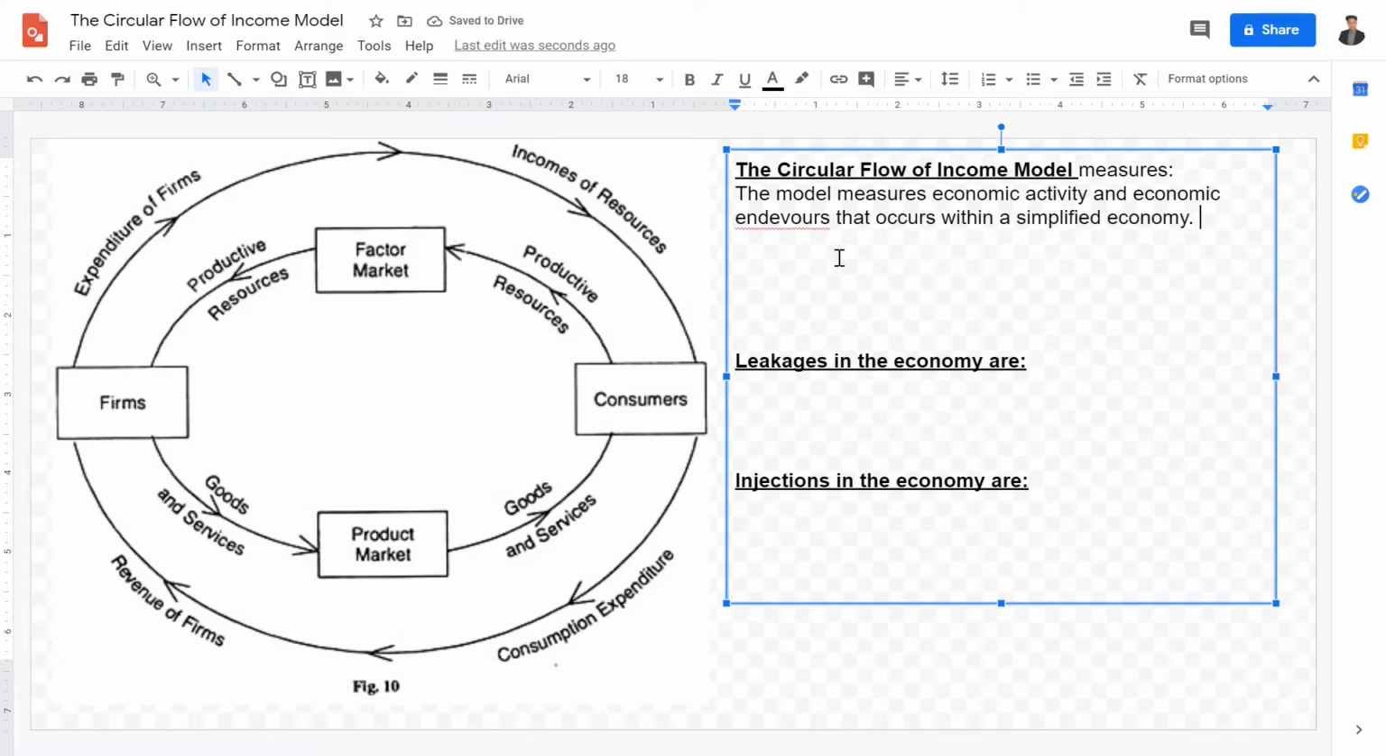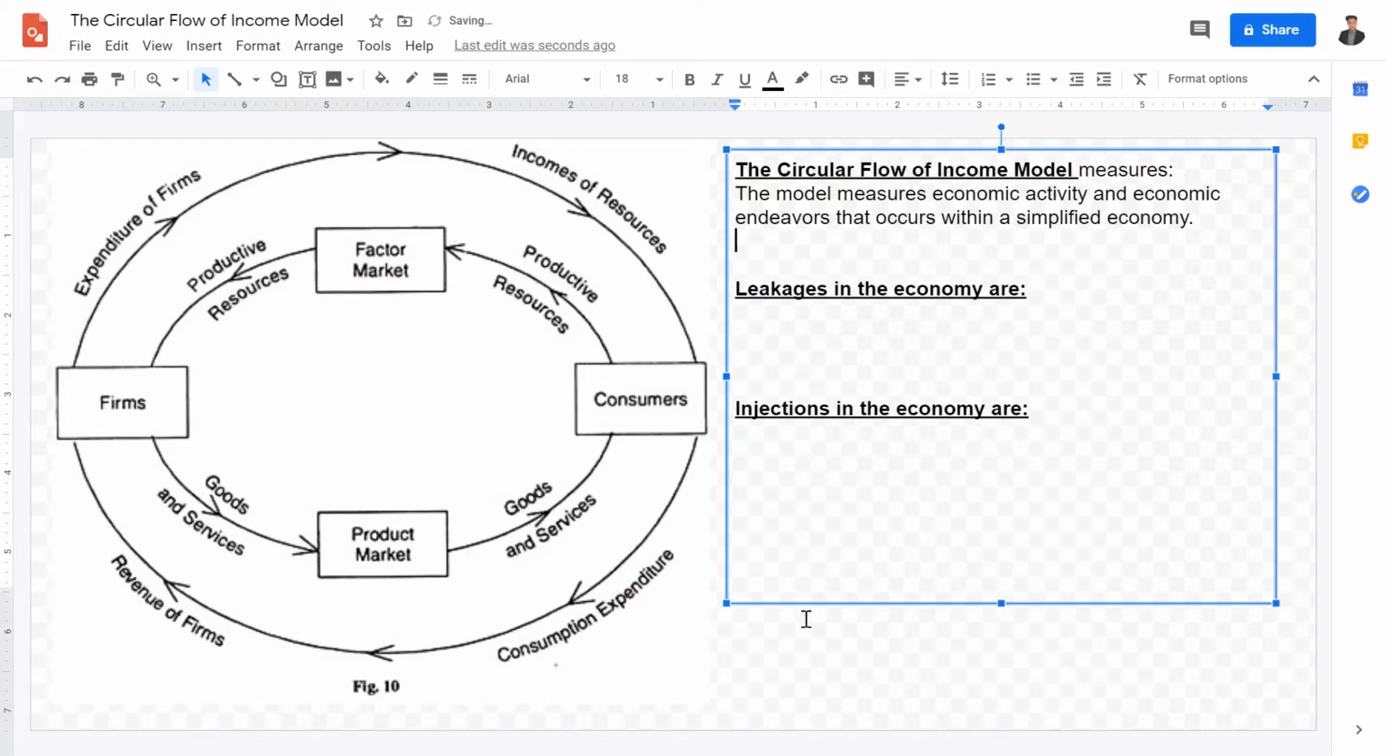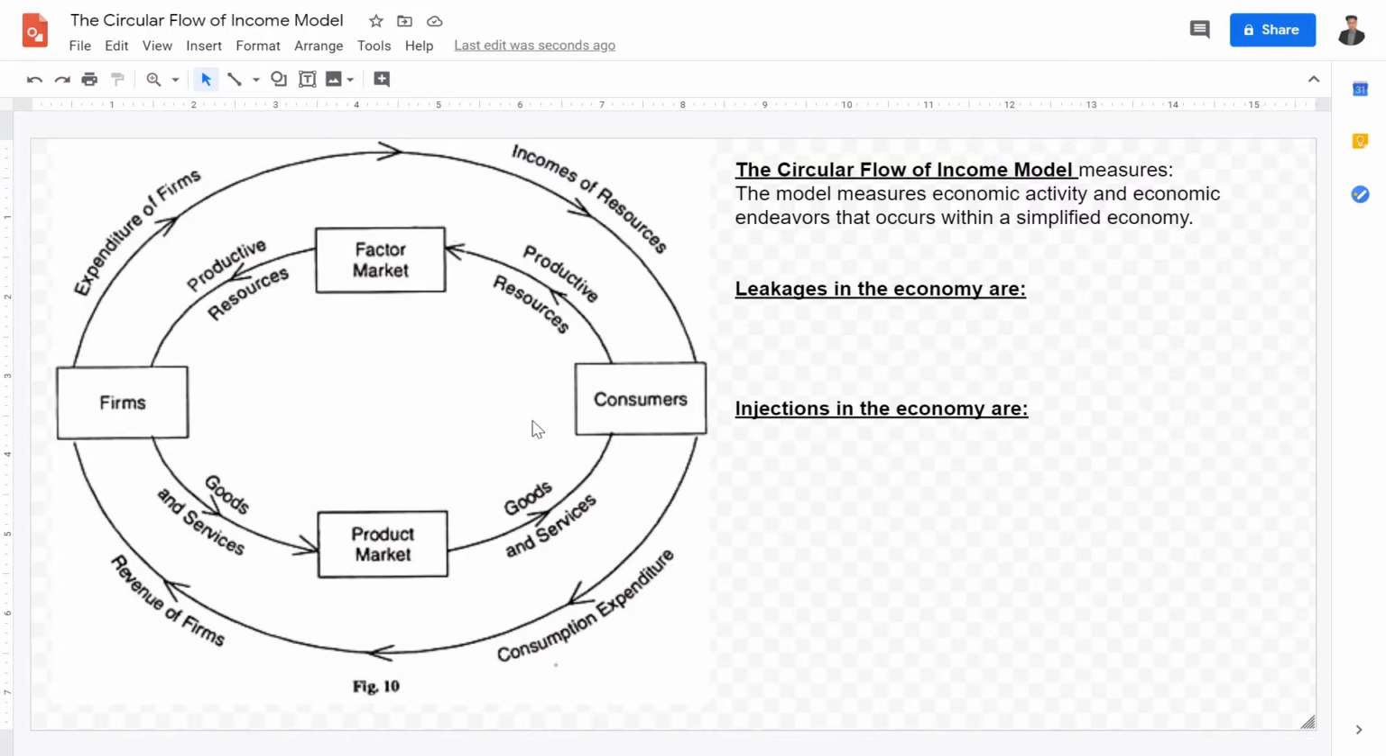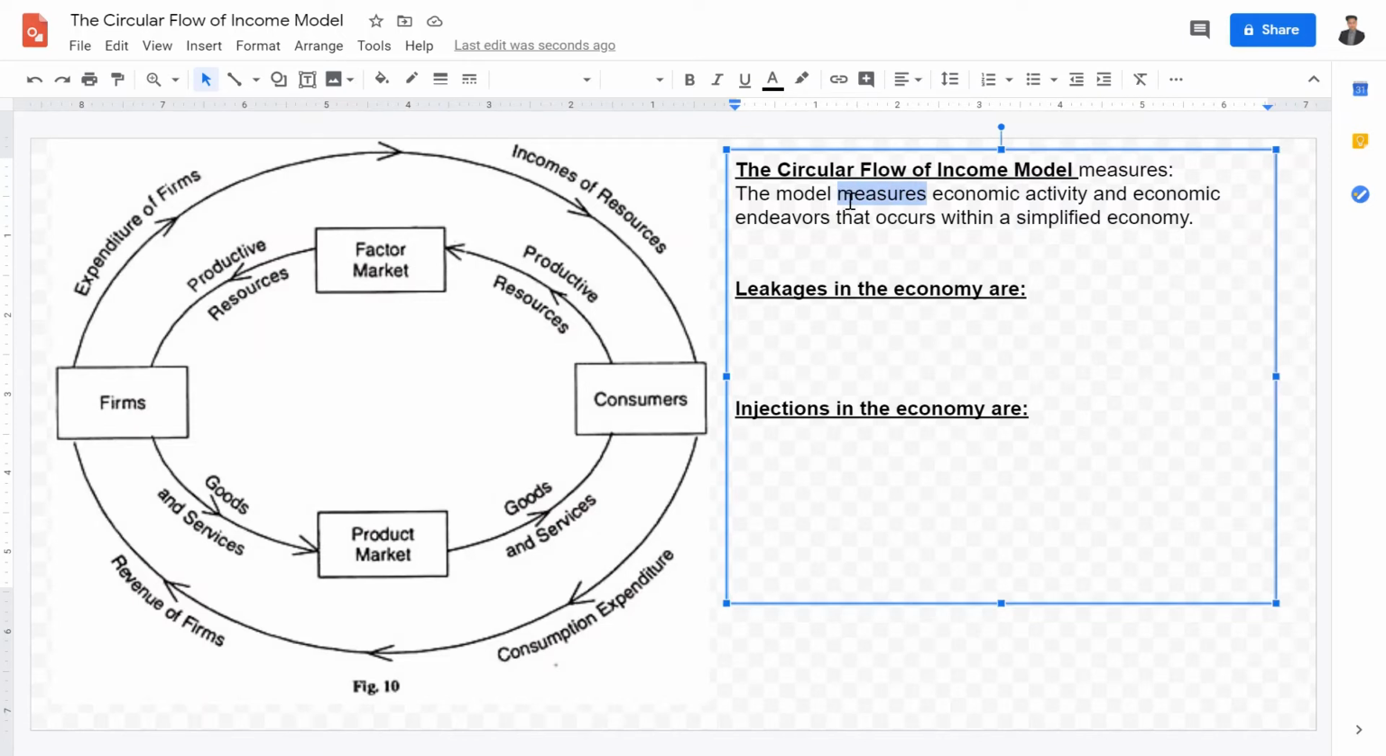Why do I say this is a simplified economy? Because there are numerous sectors of the economy that are not considered. For example, exports and imports. For example, we are not considering venture capitalists in this economy model. So this circular flow of income model shows economic activity and economic endeavors that occur within a simplified economy.